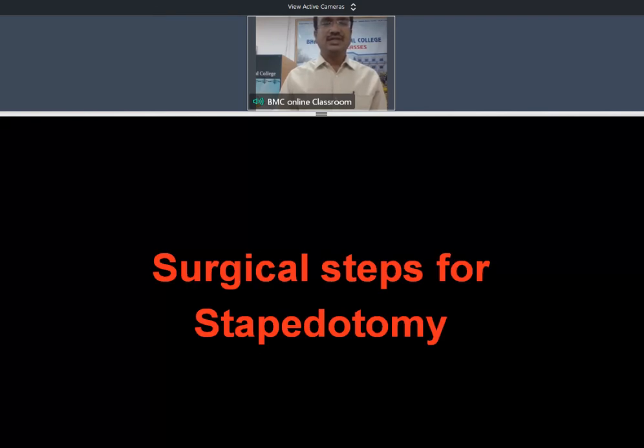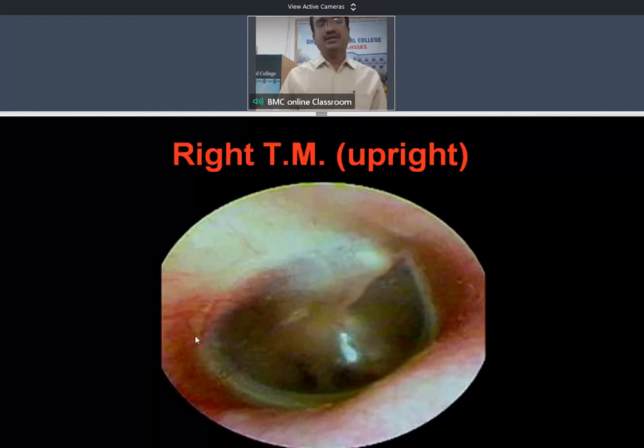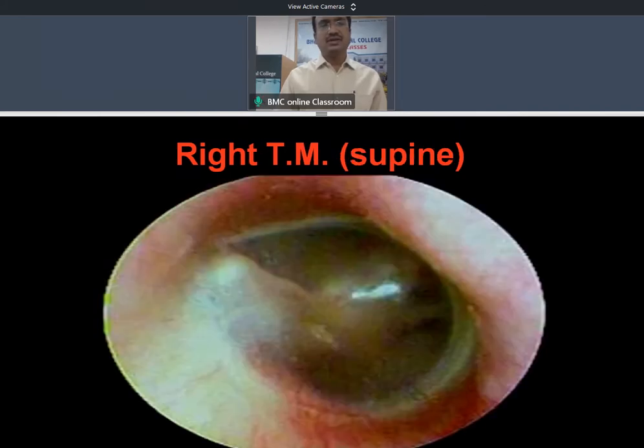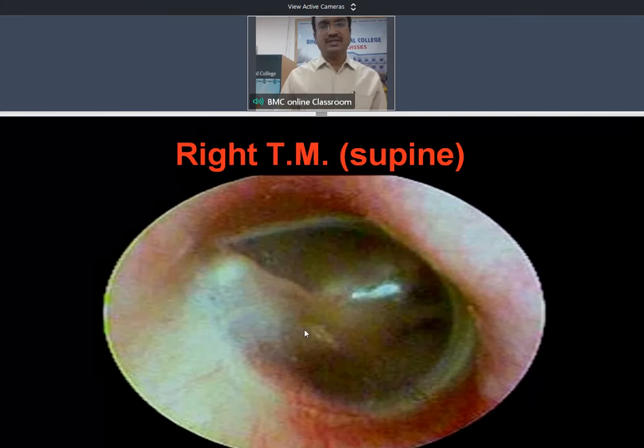Then coming to the surgical steps for the stapedectomy. This is the normal tympanic membrane on otoendoscopy. Right here you can see the cone of light in the anteroinferior quadrant. This is the handle of the malleus. If you place the patient in supine position, this is posterior, this is anterior, this is inferior, this is superior. This is the lateral process of the malleus, this is the handle of the malleus, and this is the cone of light in the anteroinferior quadrant.